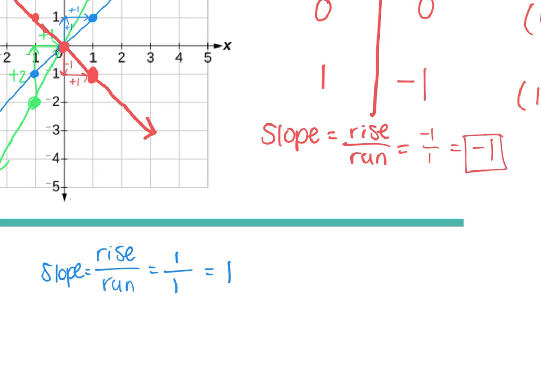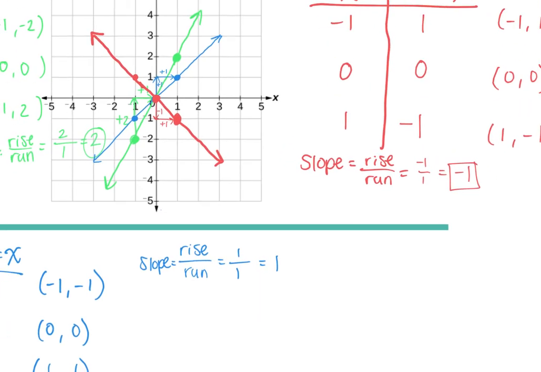-1. Do you see how the slope of the blue line and the red line are the same? The only difference is that one's negative and one's positive. They're the same steepness, but the red line is going down as we move to the right, okay? That defines a negative slope.